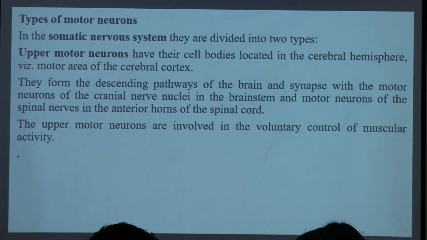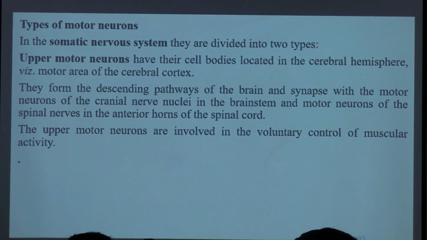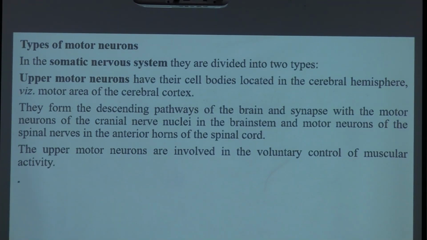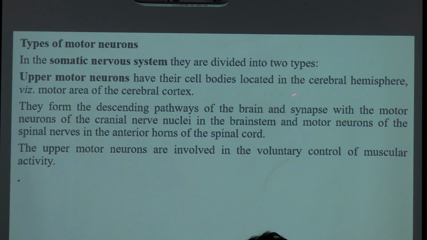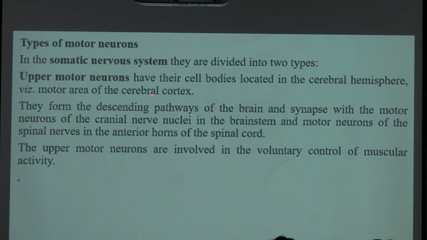Next, the motor neurons are again of two types, upper motor neuron and lower motor neuron. In the upper motor neuron, the cell bodies are located within the cerebral hemisphere, for example the motor area of the cerebral cortex. From there, the fibers coming out will form the tracts.